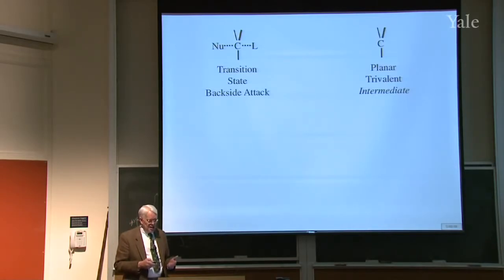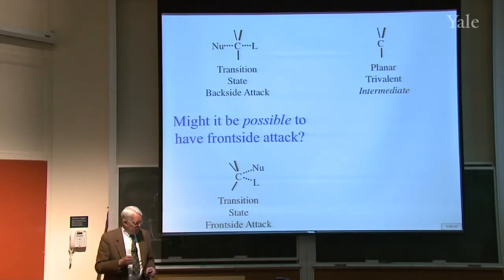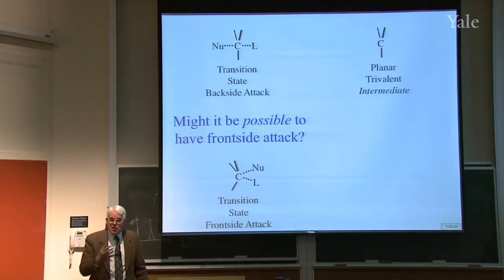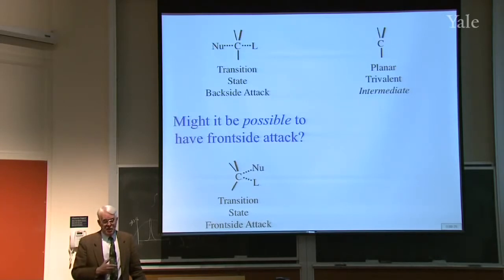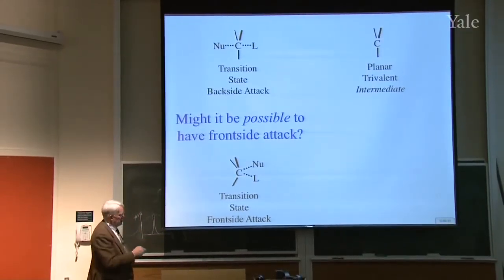this is consistent with the idea that the transition state involves backside attack, right? Not the planar intermediate, okay? Now, there's a question. Might it be possible to have front side attack? Might it be just easier to do backside, but you could do front side attack if you want, if the other one weren't faster? How hard is it to do front side attack, right? Okay, so is this possible?